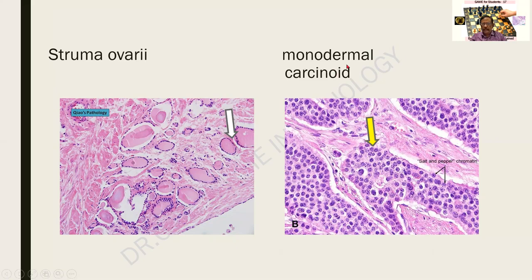Another variant is a monodermal carcinoid. Carcinoid is a tumor that arises from the amine precursor uptake and decarboxylation cells. And they are all monomorphic. Monomorphic, they can be seen in various forms. I shall be dealing with it in detail under the GIT. But please remember that these two are variants of a teratoma.